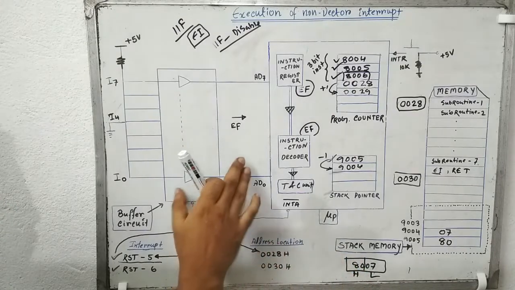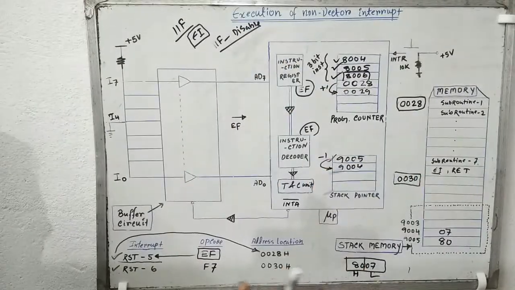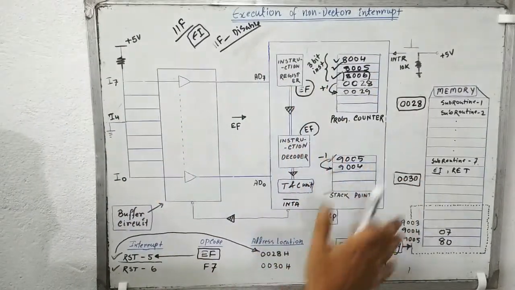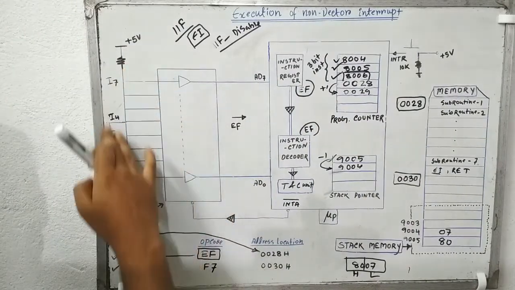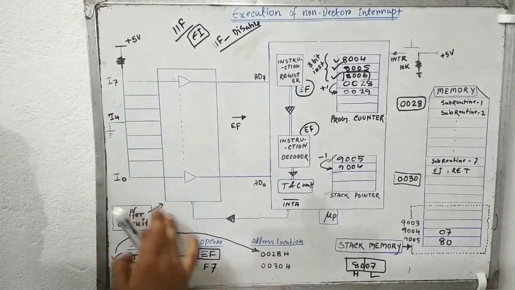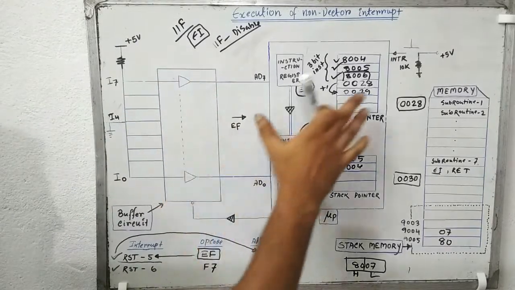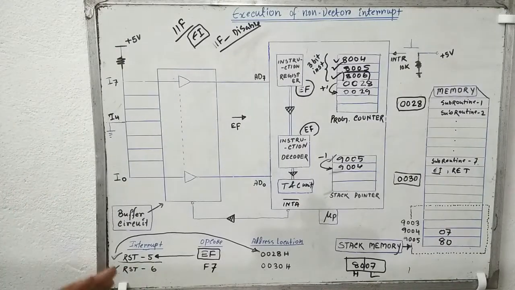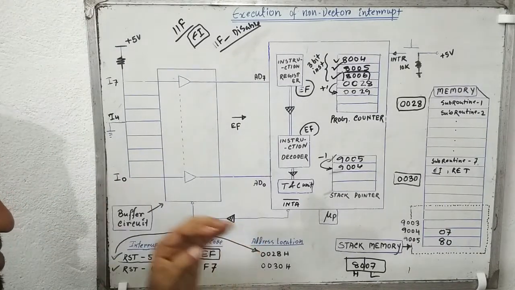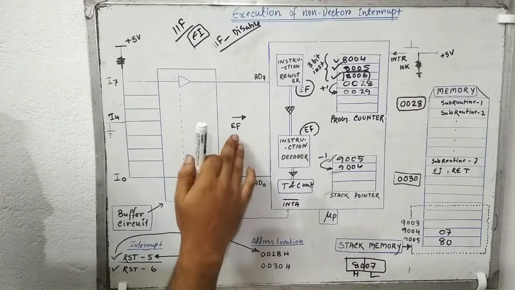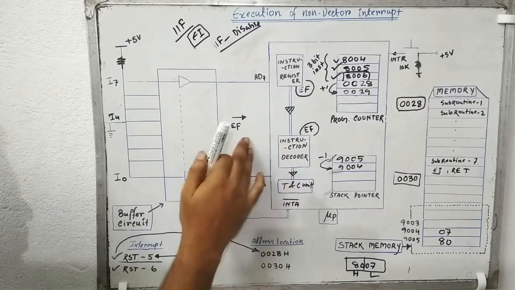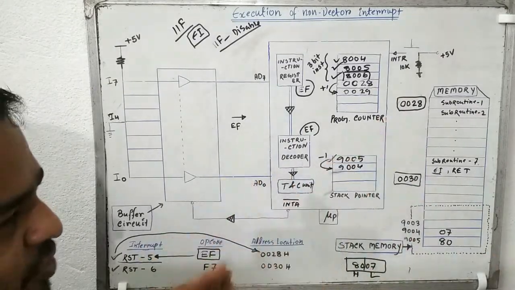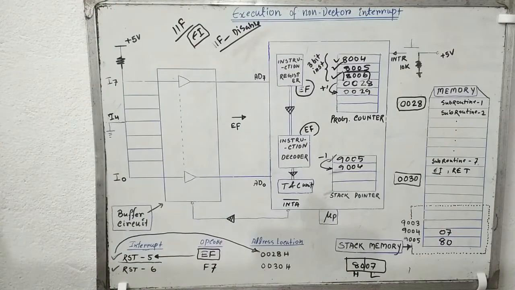That's why, if you draw the block diagram for the execution of a vector interrupt, in that case we will not draw this external part. We will only use the microprocessor and the main memory. But here, as we need to supply the address of the subroutine, this is the opcode. By decoding that opcode, the microprocessor will come to know the address of the subroutine that you can see over here. So this was the process.